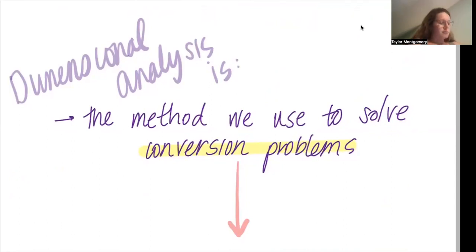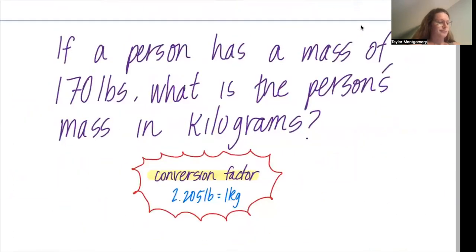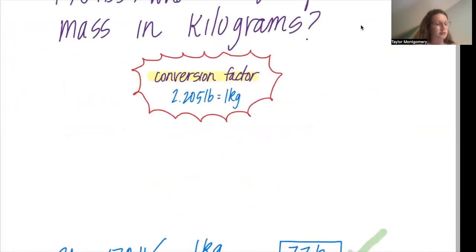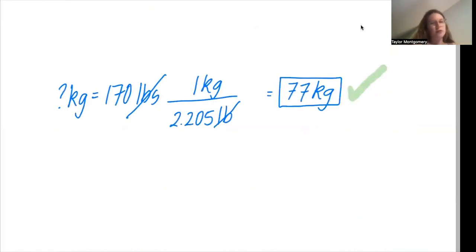And conversion problems look something like this. If a person has a mass of 170 pounds, that's LBS right there, what is the person's mass in kilograms? So in order to solve conversion problems like this, we have to use conversion factors like this. So maybe you don't know, but I know, and eventually you will know, that there are 2.205 pounds in 1 kilogram, right? So we're going to use that conversion factor in order to convert from pounds to kilograms using dimensional analysis, like that. So hopefully this looks familiar to you.